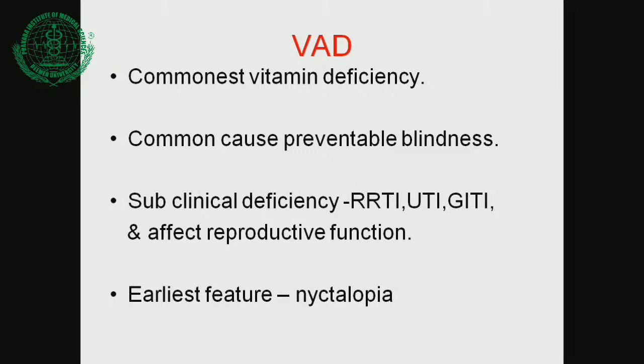Okay. Then if there is subclinical vitamin deficiency, you will get recurrent respiratory tract infection, urinary tract infection, GI tract infection and affected reproductive function. When the epithelium is affected, there is a chance of infection and a problem in these organs. Okay. What is the earliest feature of vitamin A deficiency? Nyctalopia. You may get an MCQ asking which is the earliest feature of vitamin A deficiency. Nyctalopia, also called night blindness. They will give 4 options and you have to write nyctalopia or night blindness.